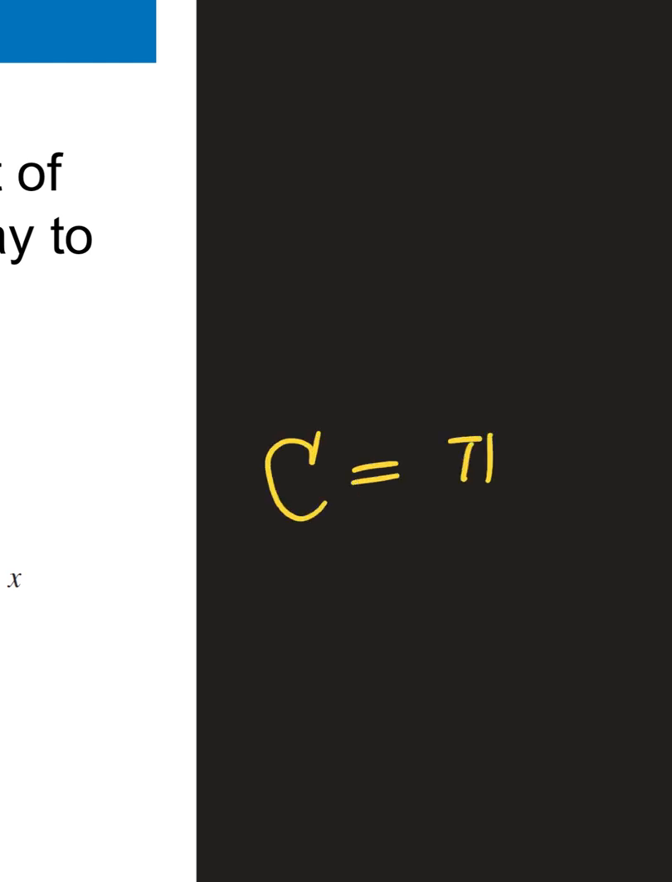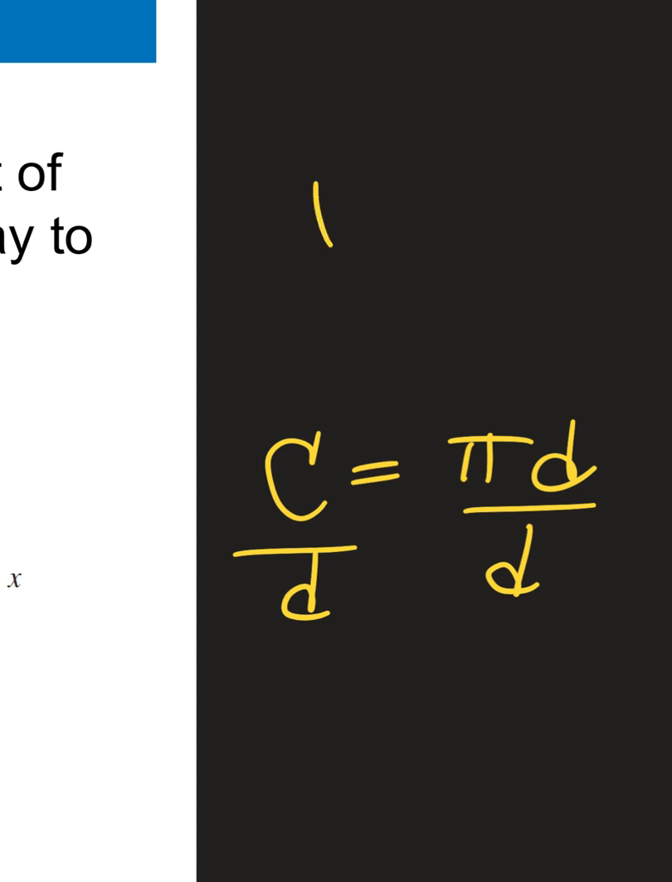Circumference equals pi times diameter, right? Are you guys familiar with that from geometry? Yes or no? If you were to find what pi was, I would divide both sides by d, right?